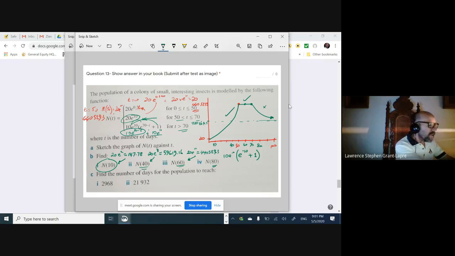Just going to do this in the calculator. 10e to the power of 10, open brackets, e to the power of negative 10 plus 1, close brackets, and we get about 220,274.7, close enough.